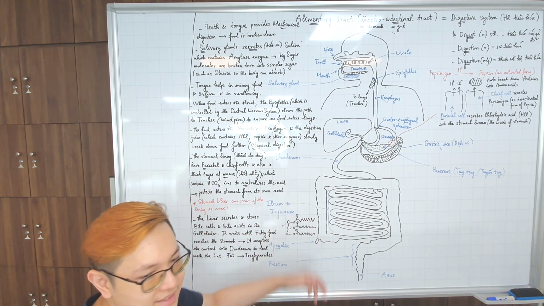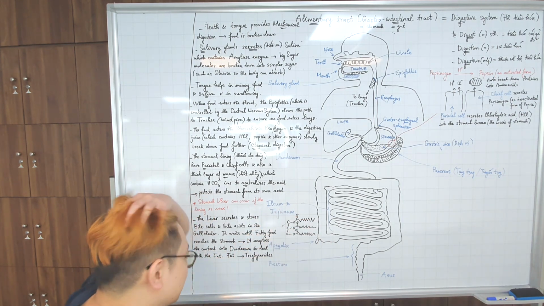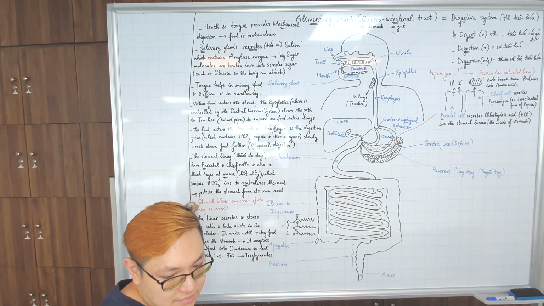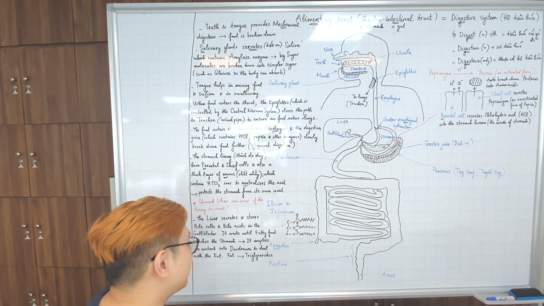Like very long fatty acid chains. But this is the way that the body deals with the fat. It breaks the fat into smaller molecules.